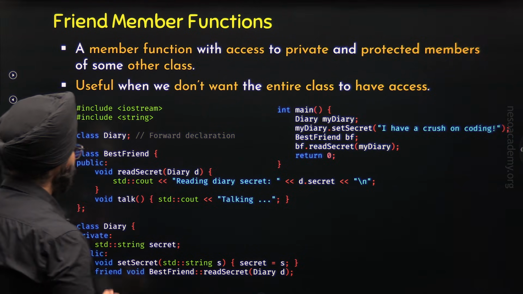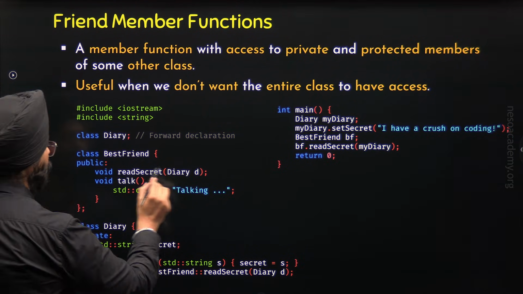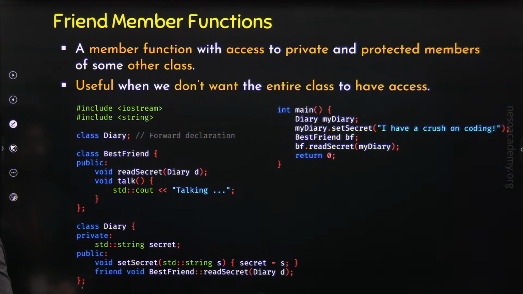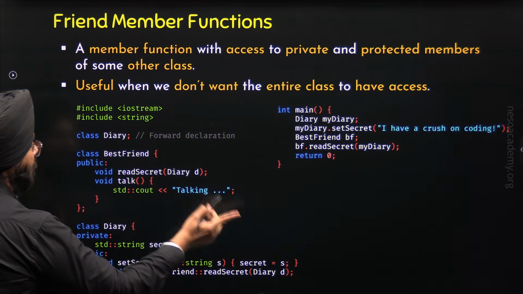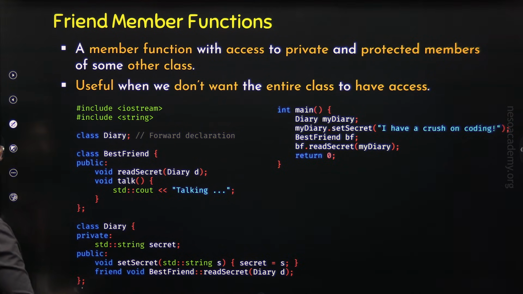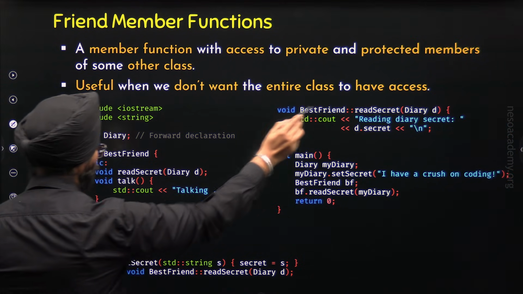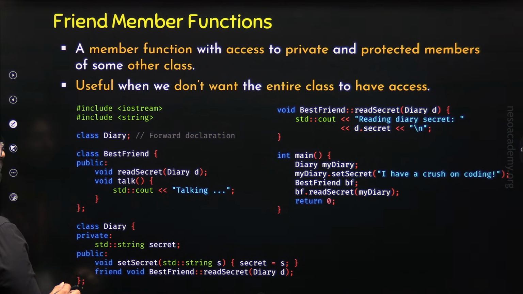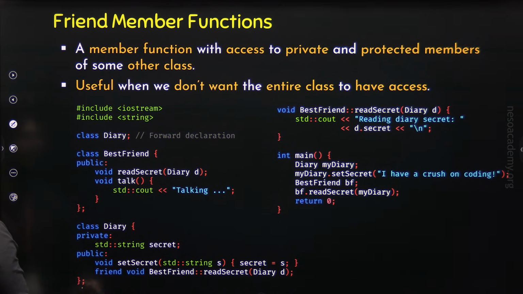So let's do this. Let's declare this function over here. Now we have the declaration of the function read secret. And after this class, we need to define our read secret function. And this can be done like this. I have defined this function over here because of lack of space. This function is defined after this class definition.